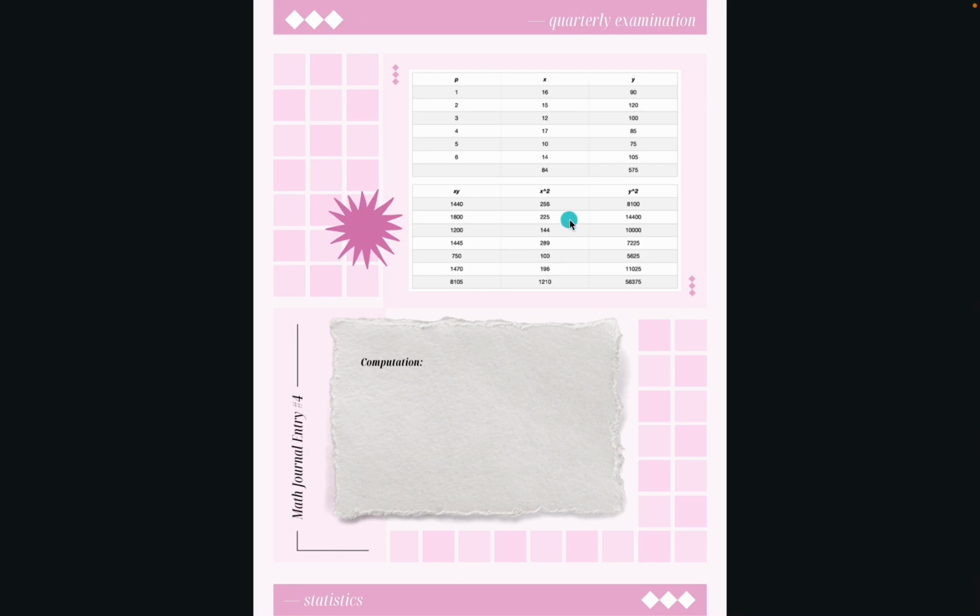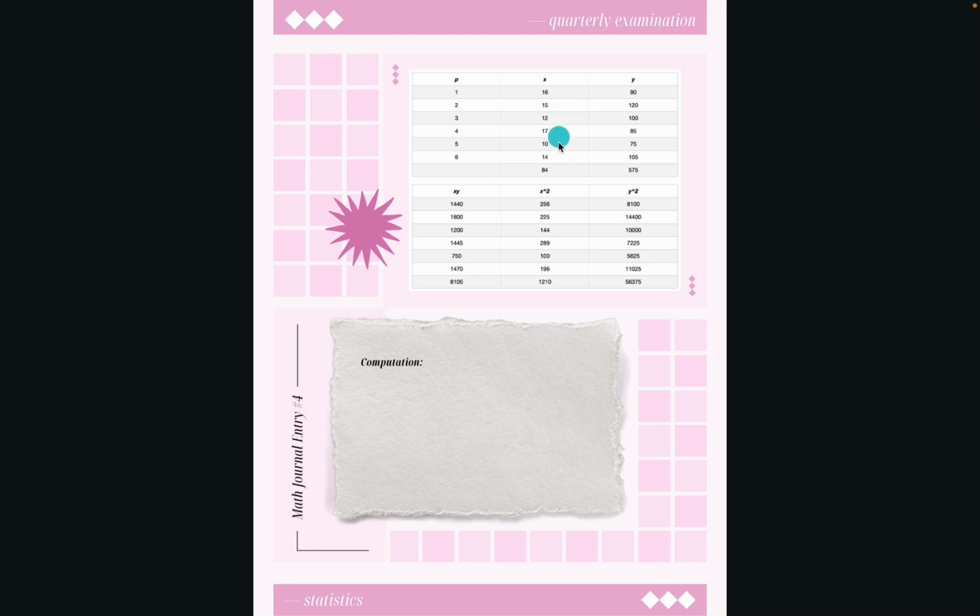Now for the x squared, we just square the x values. So 16 squared is 256, 15 squared is 225, 12 squared is 144, 17 squared is 289, and so on. It is the same with the y squared: just square the y values, so 90 squared is 8,100, 120 squared is 14,400, 100 squared is 10,000, and so on. After getting all the needed values, we get their summations.